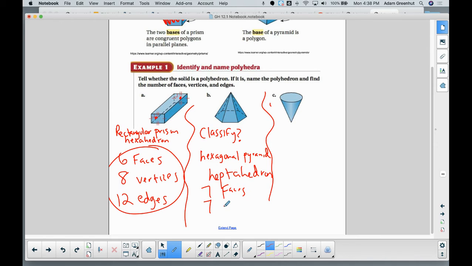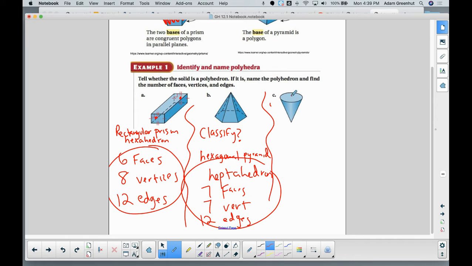It's got 6 vertices down here plus the 1 up top. It's got 7 vertices. And it's got 6 edges down the sides plus the 6 on the bottom. That's 12 edges. And again, we're going to talk about the formula that compares those in a minute.